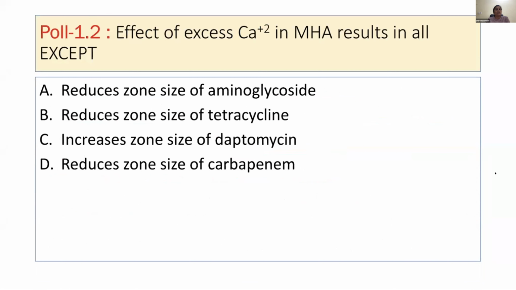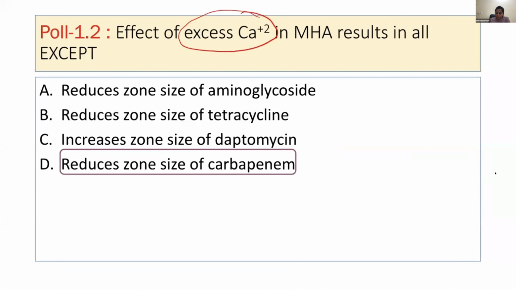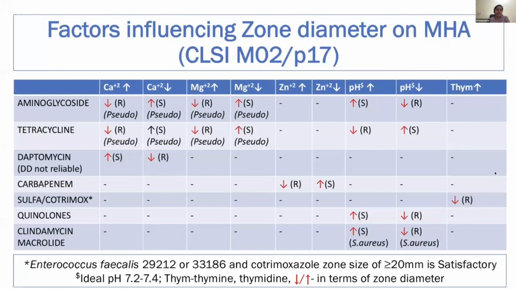Next, this question also all of you have seen. Now we have to understand other components, that is the role of cation concentration in Muller-Hinton agar. Whenever there is excess calcium in your Muller-Hinton agar, it leads to reduced zone size for aminoglycoside, tetracycline and daptomycin, and not carbapenem. You don't have to remember all this, but it is important for you to have this chart. This chart is summarized by Anoop sir. It is so nicely made that it can be put in your media room, and you have to educate your technicians regarding this.